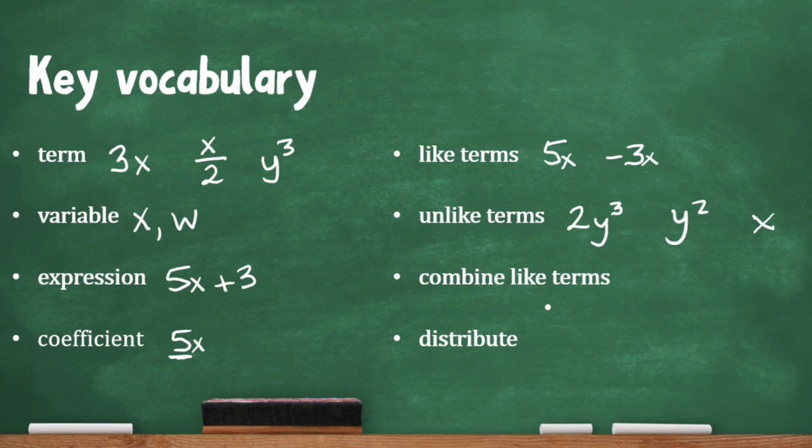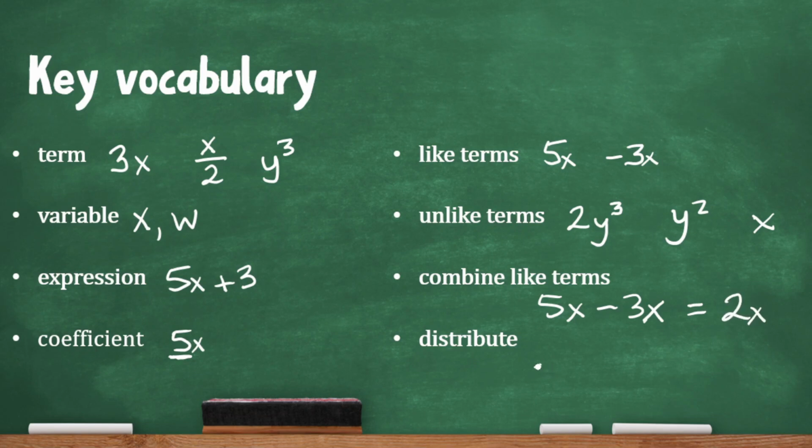When you combine like terms, you add or subtract them. So in our example of 5x minus 3x, we could combine those by just subtracting the coefficients and keeping the variable the same. 5x minus 3x would be 2x.